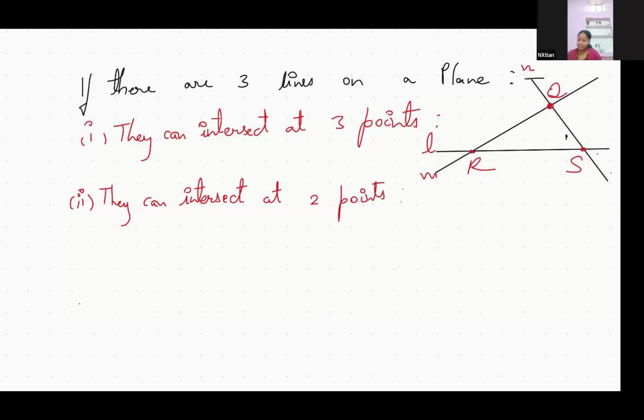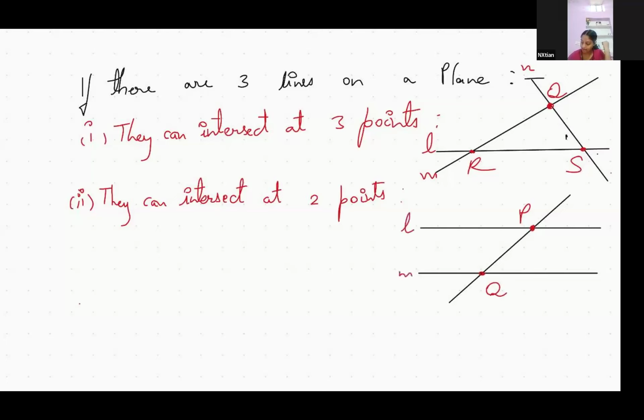Let's draw our lines. I have my first line here, my second line here, and my third line. Three lines are intersecting at 2 points: these are two lines, and this is the third one that will cut them at 2 points. Two of those lines are parallel, but all three are intersecting at 2 points. L, M, and N, where N is called the transversal because N and M are parallel.